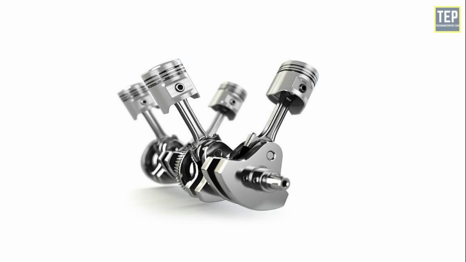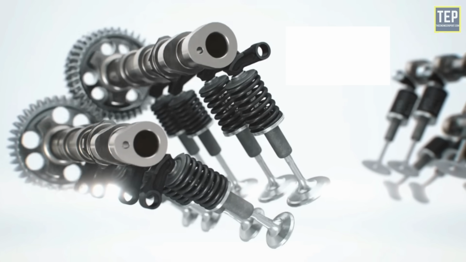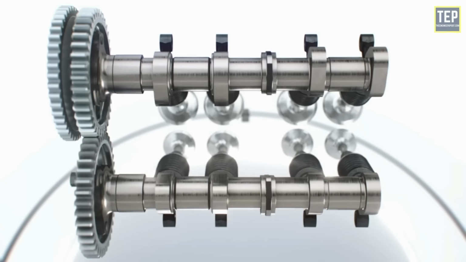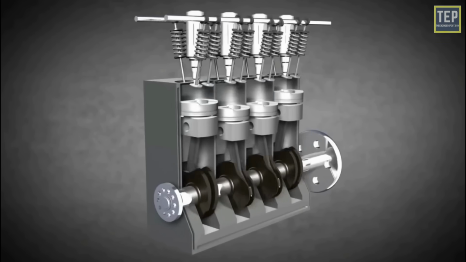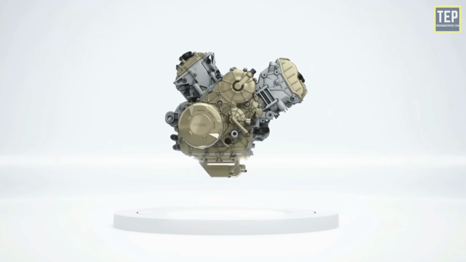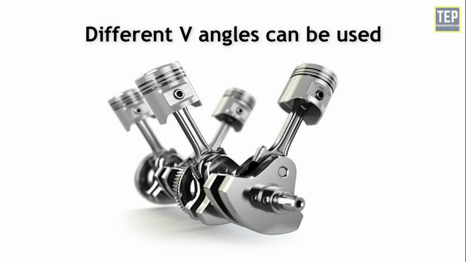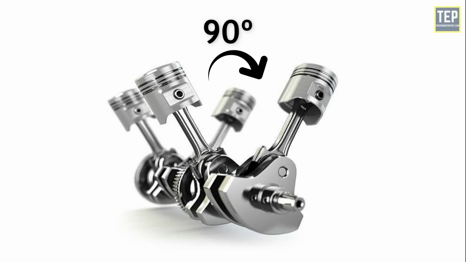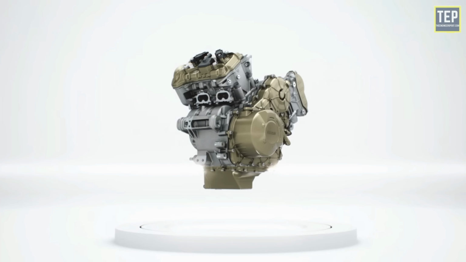V4 engine is a four-cylinder piston engine that consists of two cylinders in each bank, where the cylinders share a common crankshaft. Most V4 engines have two crank pins that are shared by opposing cylinders. The crankshaft is usually supported by three main bearings. Compared to the more common inline 4 engine layout, a V4 engine is much shorter. Although different V angles can be used, if the two pistons are at a 90 degrees angle, with shared crank pins, the engine offers the additional advantage of perfect primary balance that reduces vibration.